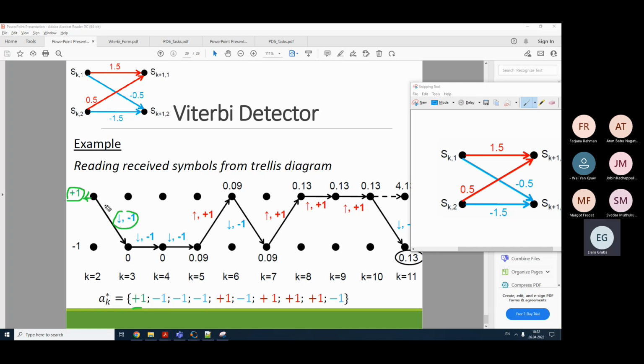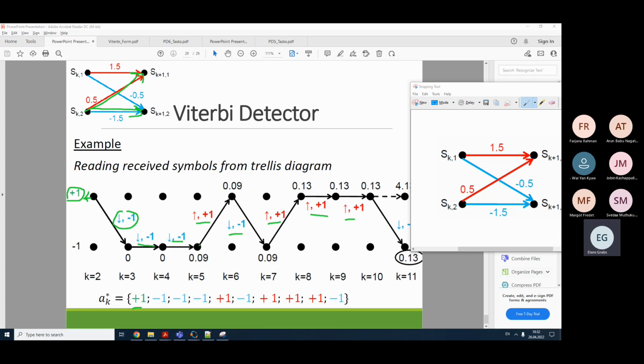Then we read the symbol which goes below, yes, according to this graph, it's -1. This one is lower symbol, -1, lower, -1, upper symbol, yes. So from this point, we have two outgoing paths, yes. Which one is upper one is +1, which one is lower one is -1. And similarly, it goes till the end. And this way we read data.